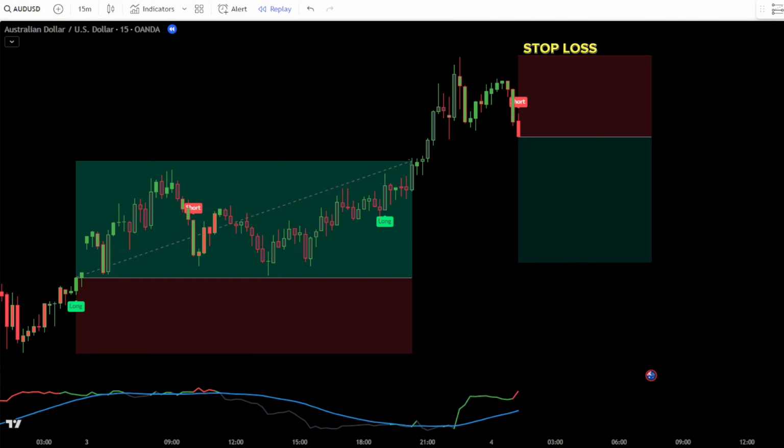Place the stop loss at the most recent high. Use a take-profit target with a risk-to-reward ratio of 1 to 1.5.